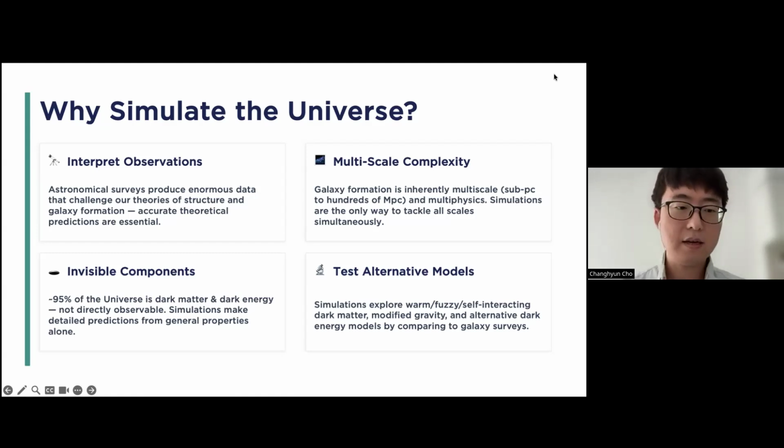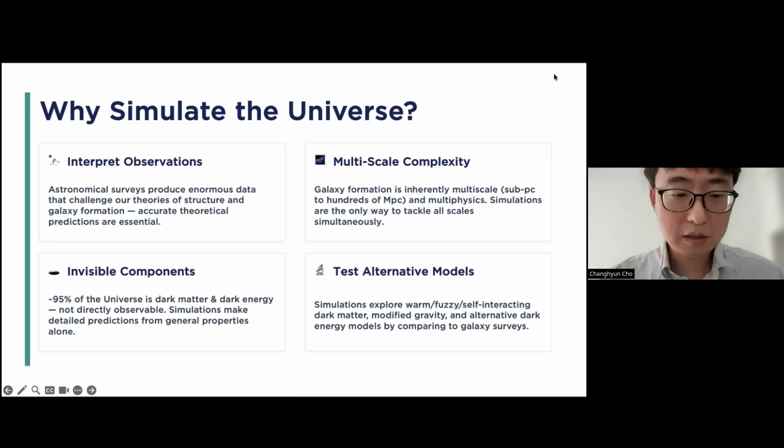Not only that, we can also test something else. Right now, most of the simulations use the lambda CDM model to make the universe, but we can also test other dark matter models like self-interacting dark matter. Recently, many people are doing that, and also people are doing fuzzy dark matter or warm dark matter, something else. You can test as much as you want because in astrophysics and astronomy, we cannot experiment just like other sciences like biology or chemistry. We cannot create the universe. We cannot create the black hole.